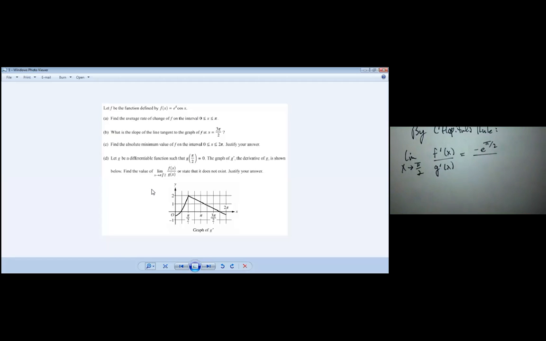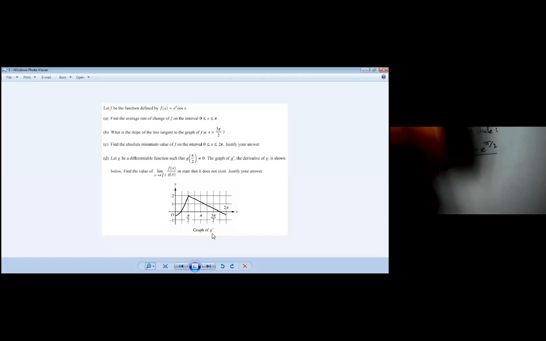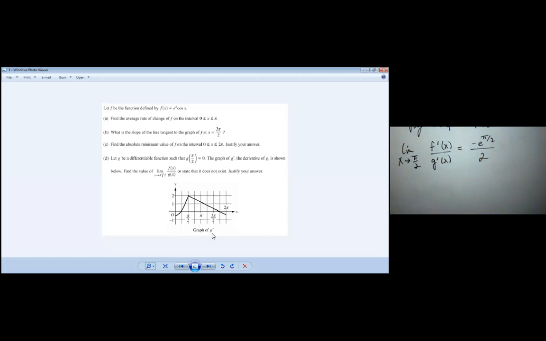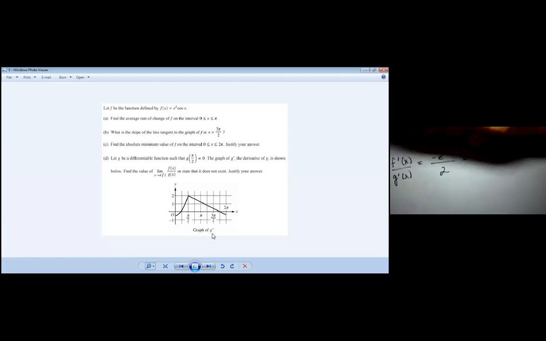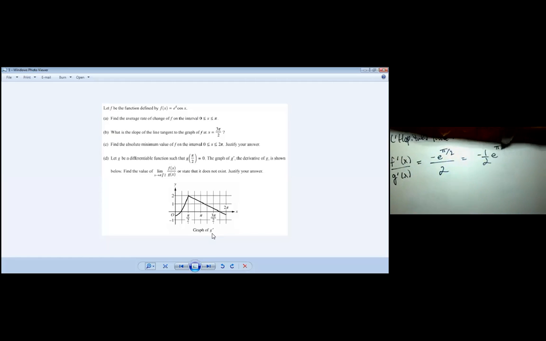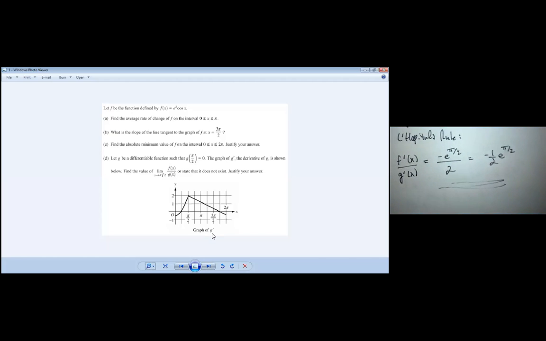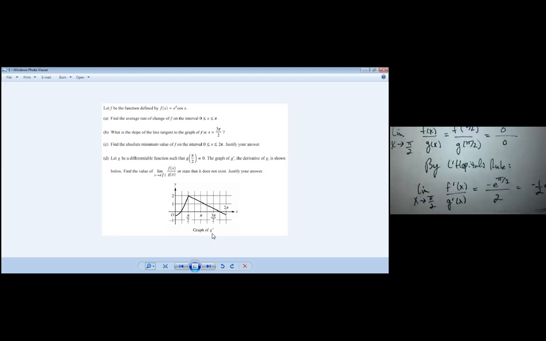All right, what do we got for g prime of pi over 2? So then that would be 2. Yep. You're done. That's your answer. They would give you full credit for that. If you want, you could call it this. That's the same thing as saying negative 1/2 e to the pi over 2. Doesn't matter though. Those are the same exact thing. Make sense? Yeah.